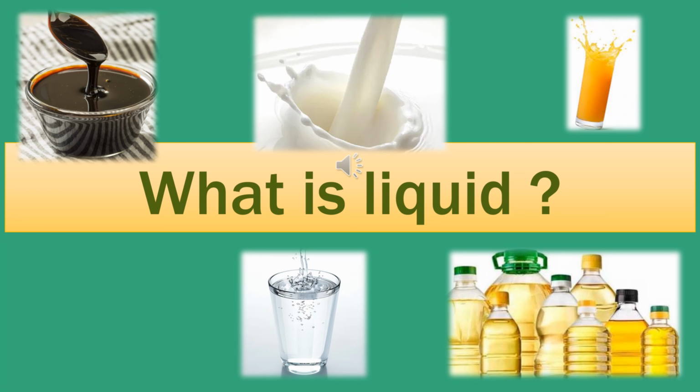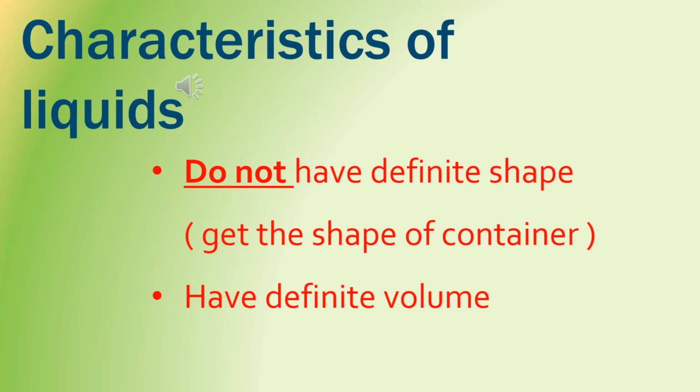Then what is liquid? Here are some examples of liquid in daily life: treacle, milk, orange juice, water, and also coconut oil. Now we know the characteristics of solid as a solid has a definite shape and definite volume. But a liquid does not have a definite shape. It gets the shape of its container. And a liquid has a definite volume.